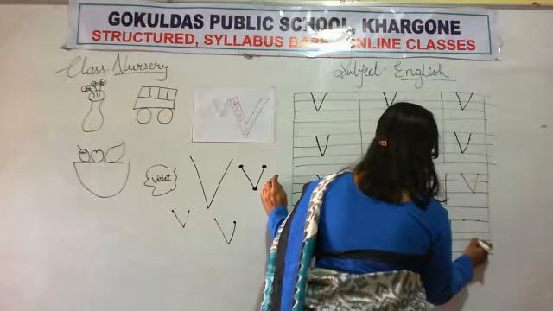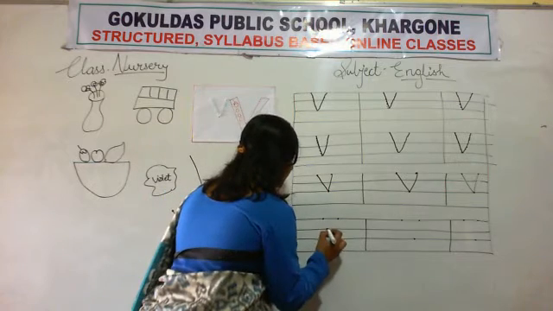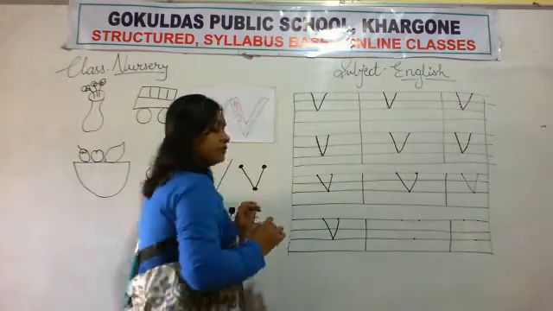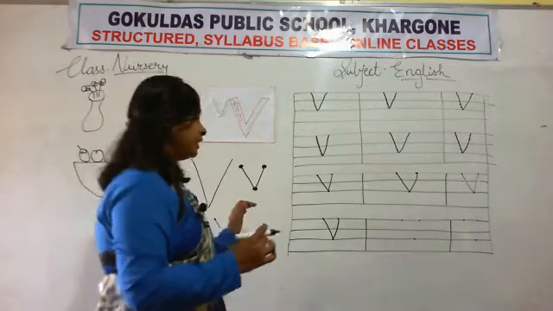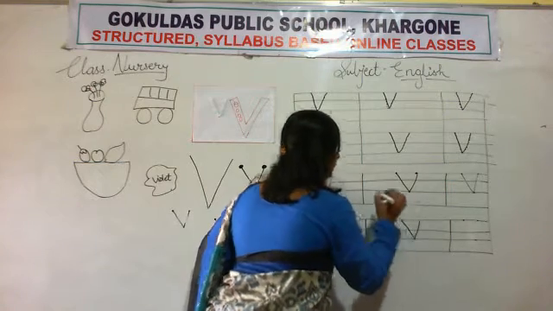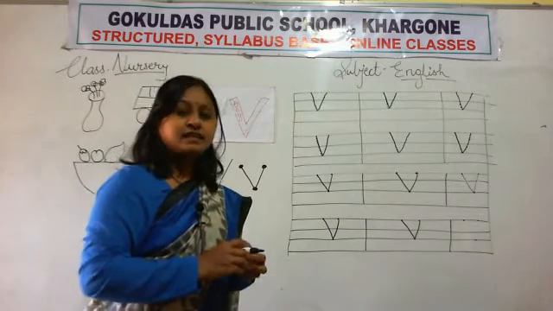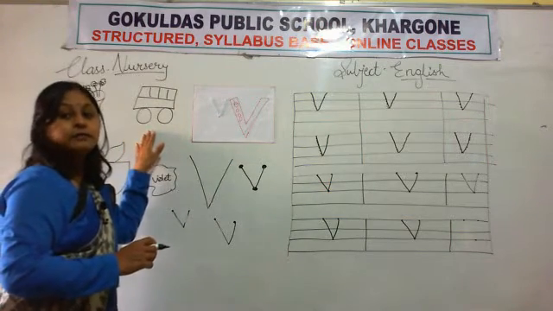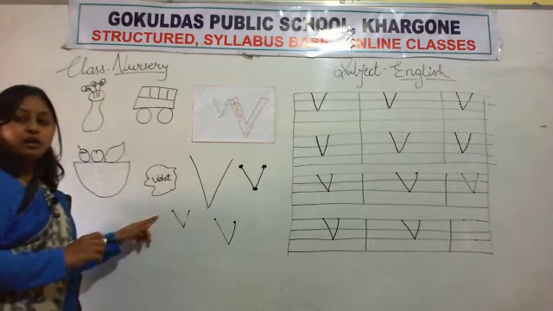Okay, again, on the last line we will start to write from dot to dot, from upward to downward and downward to upward. Which letter will form? Letter V. Again, from up to down and down to up. Letter V. V for vase, V for van, V for vegetable, V for violet.